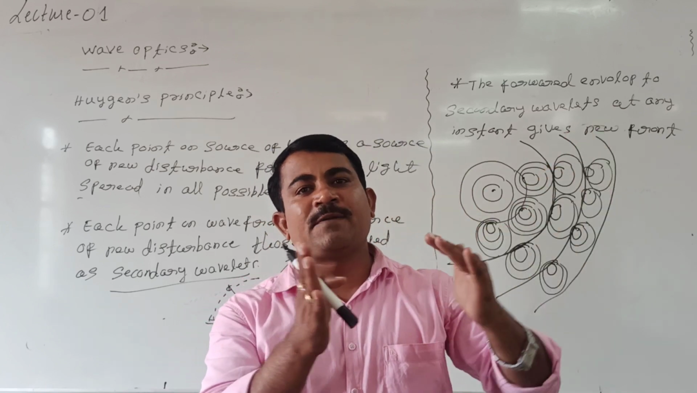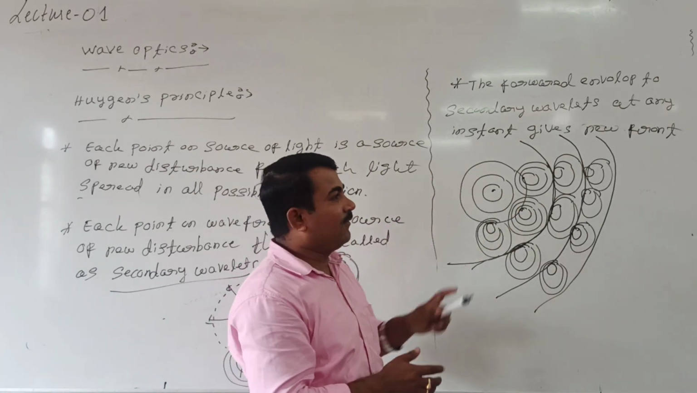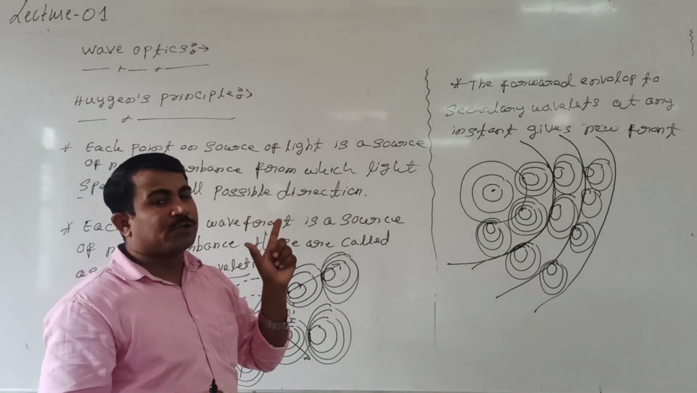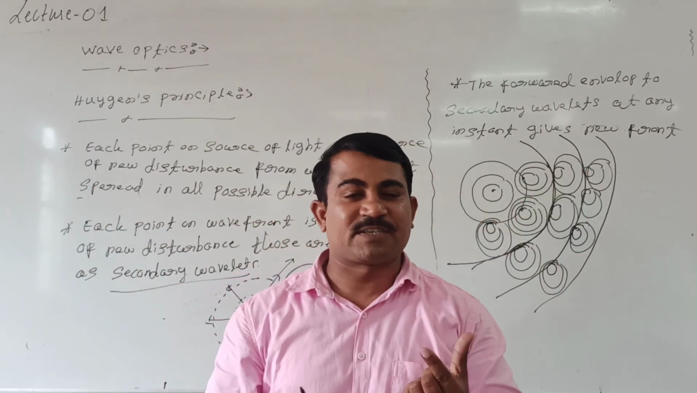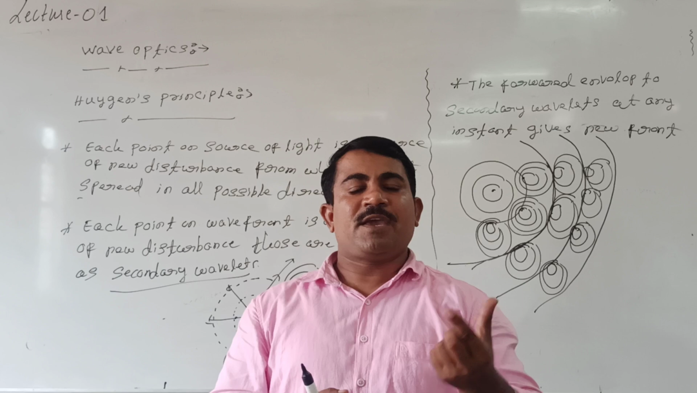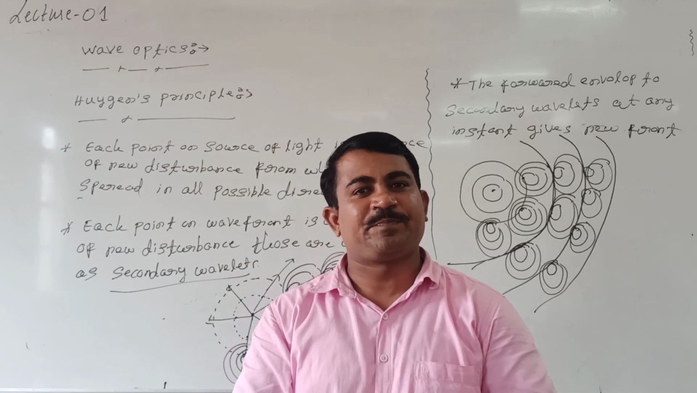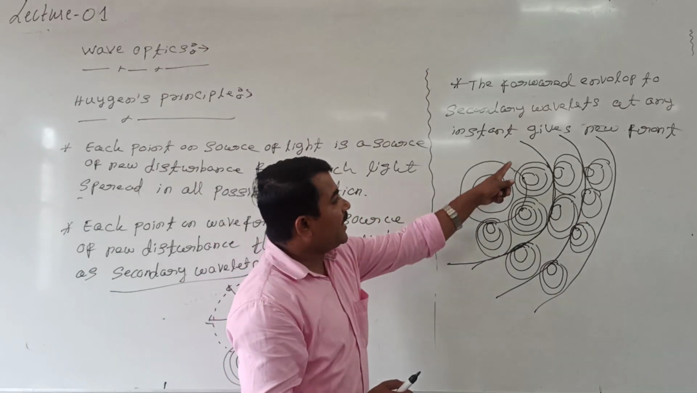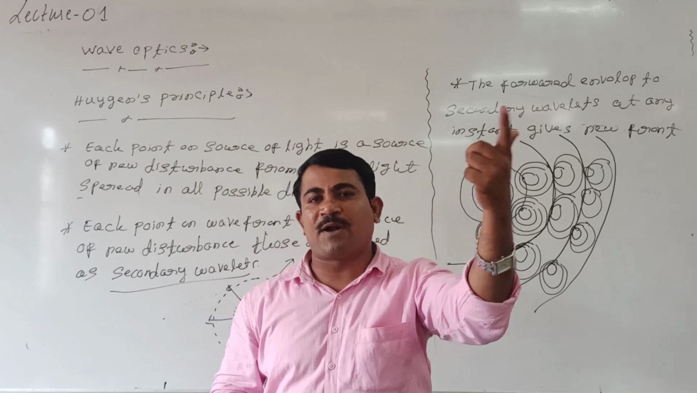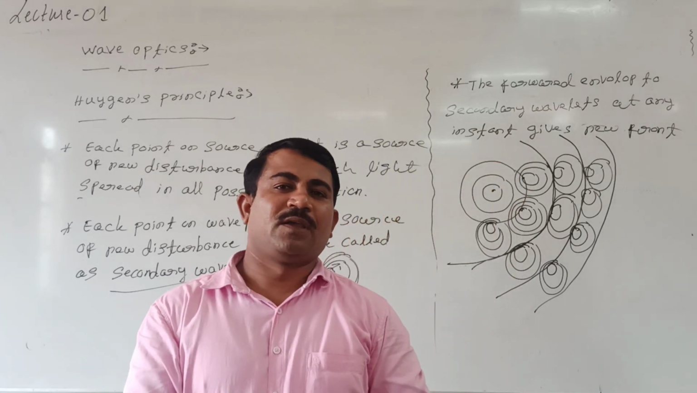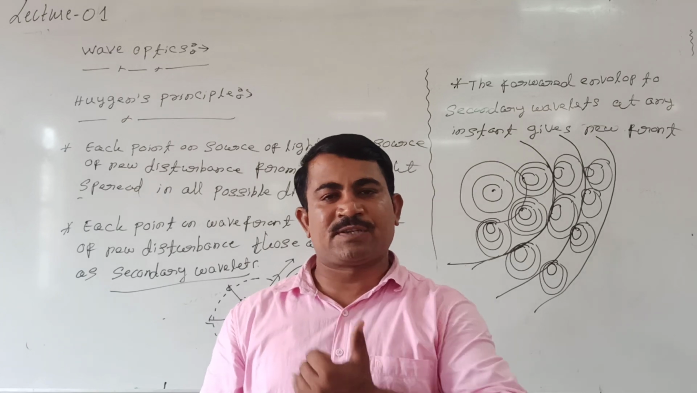How secondary wavelets propagate in a medium is given by the third point. Very simple. What is the first point? Each point on the source of light is a source of new disturbance from which light spreads in all directions. The second point is that each point on the wavefront is a source of new disturbance, called secondary wavelets. And if we draw the forward envelope to secondary wavelets, that gives the forward motion of another wavefront. This is the third point. This is Huygens' principle and its three points.